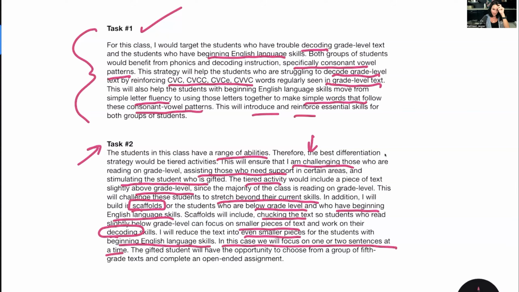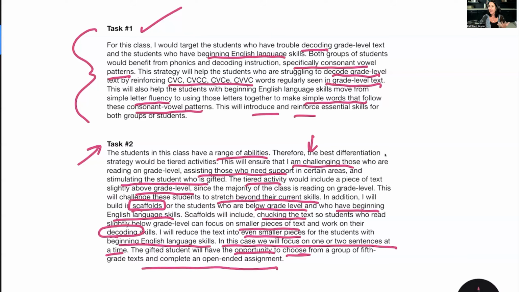All right. Now, the gifted kid. The gifted student will have the opportunity to choose. And here's the thing about gifted students. One of the ways in which we can differentiate for gifted students is to allow them choice and open-ended assignments, because it challenges them. All right. So the gifted student will have an opportunity to choose from a group of 5th grade texts, because this is 2nd grade and they said the student is 3 levels above. So I'm going to give the student a choice of some 5th grade texts and complete an open-ended assignment.